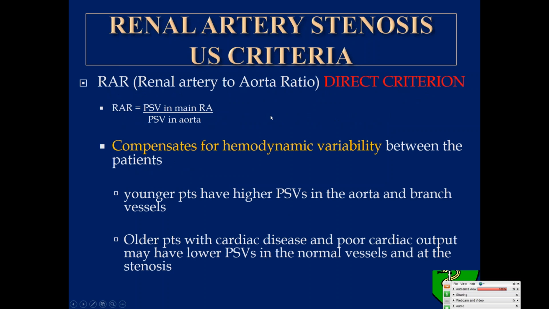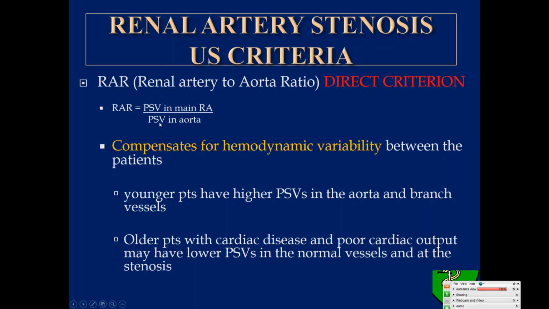The renal to aortic ratio is also a direct criterion which we use all the time to make sure that we compensate for hemodynamic variability between patients. For example, patients who are younger usually have a higher peak systolic velocity in the aorta and branch vessels. Therefore, we use this ratio to make sure that we're not going to overcall these patients with renal artery stenosis. In elderly populations, sometimes they may have cardiac disease and poor cardiac output, and they will present with lower peak systolic velocity in both the aorta and main renal vessels.